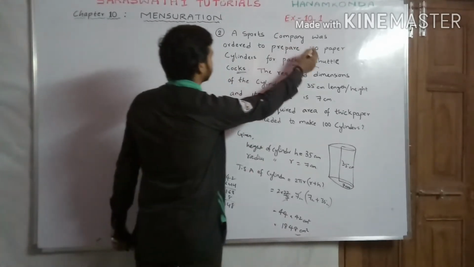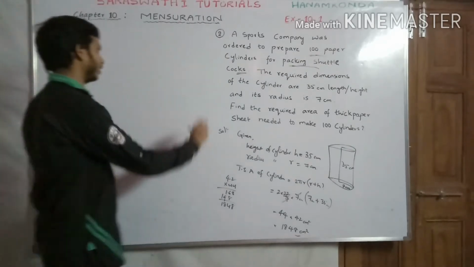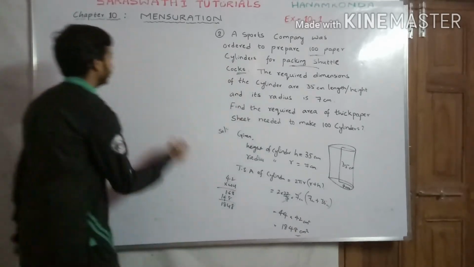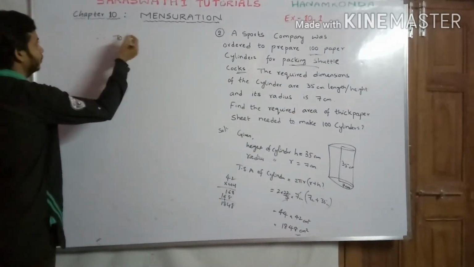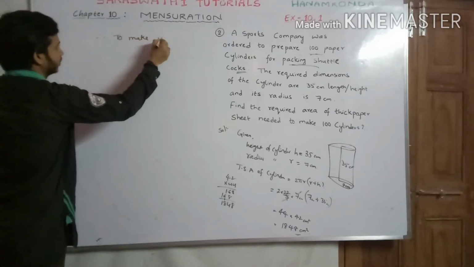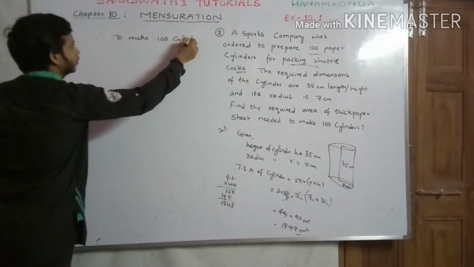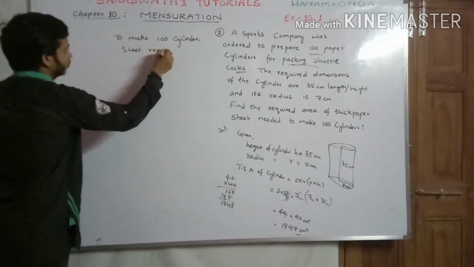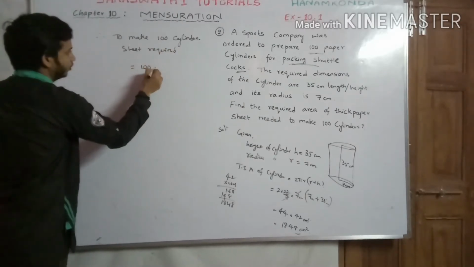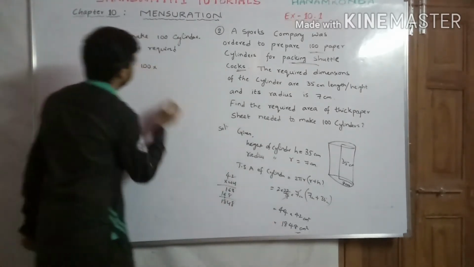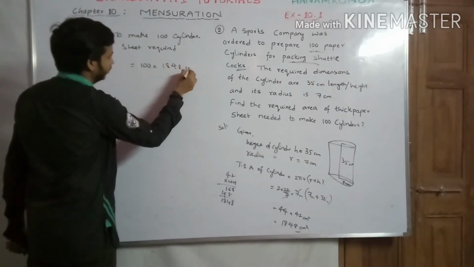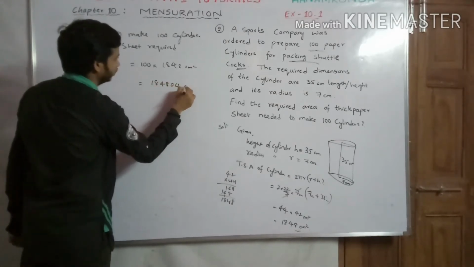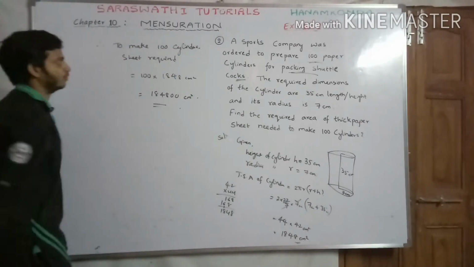So here the sports company was ordered to prepare 100 cylinders. So in order to make the 100 cylinders, we require 100 into this area. So to make 100 cylinders, the sheet required equals 100 into the area of sheet required for each cylinder, which is 1848 centimeters square. So that means 1848 into 100 centimeters square. This is the area of sheet required to make 100 cylinders.